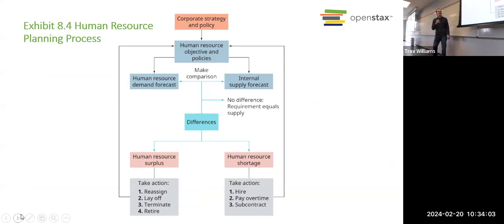So once a company has identified their strategy, human resources, again, everything human resources does should support that strategy, right? So that involves figuring out what jobs need to be done in the company. That's the job analysis we talked about previously.